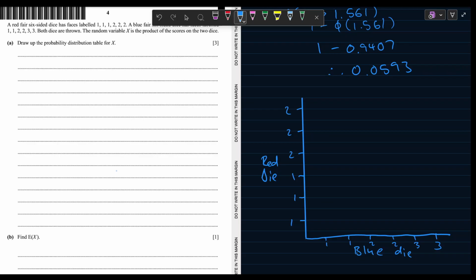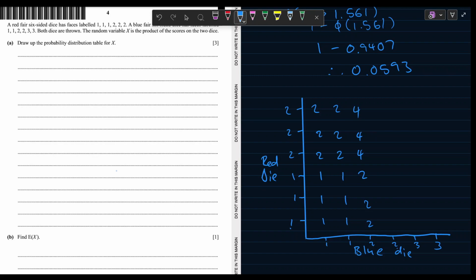So let's multiply. So 1 times 1 is going to be 1, and then 1 times 1 is 1. 1 times 1 here is 1. 1 times 2 is 2. 1 times 2 is 2, and that's 2 as well. So here we've got 1 times 1, 1 times 1, 1 times 1, 1 times 2, 1 times 2, 1 times 2. Then here is 2 times 1. So 2, 2 times 1 again. 2 times 1, that's 2. And then 2 times 2, so that's 4, 4, 4.